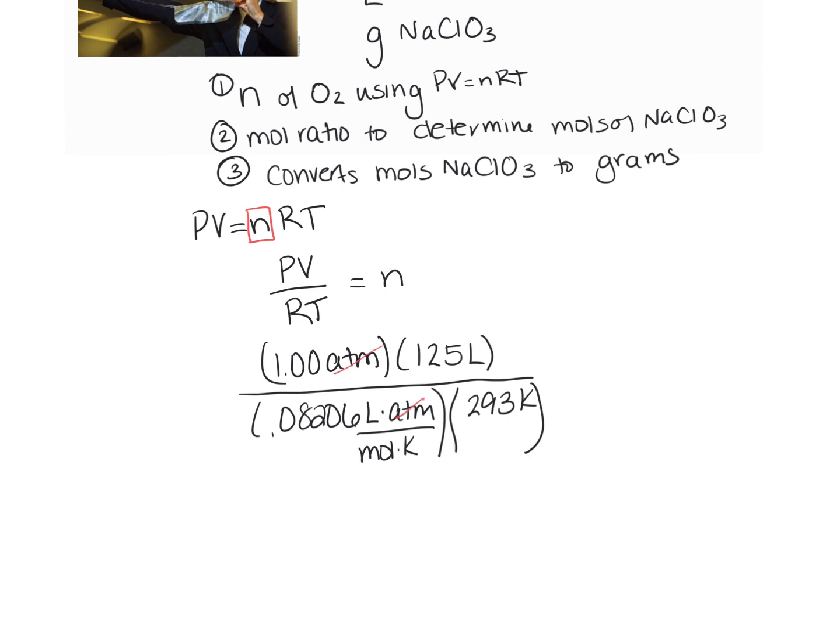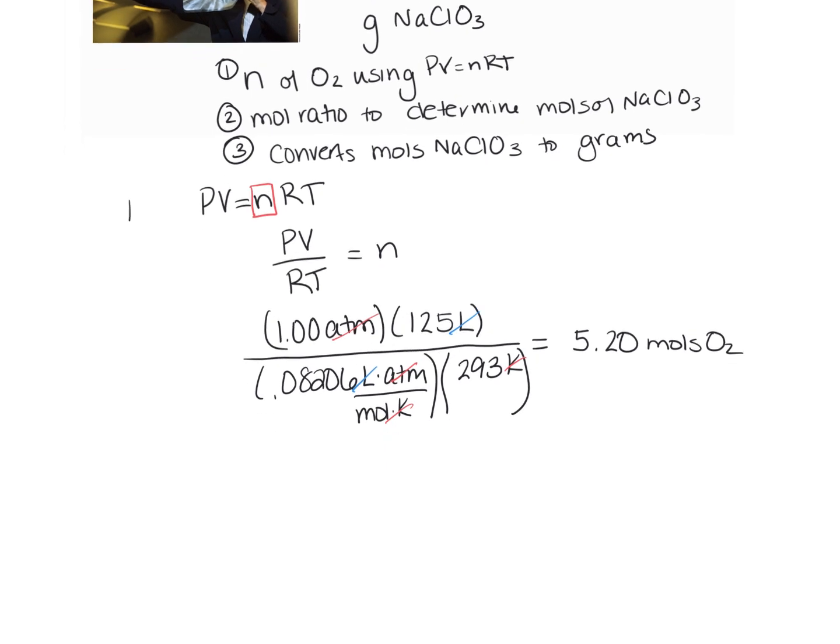We double check that things cancel. ATMs cancel there. One's in the numerator and one's in the denominator. Same deal with liters. And then our Kelvin cancel. Now this mole is the denominator of a denominator, so it's going to flip up to the numerator. When you do this math, you should get 5.20 moles of O2. Okay? And so this is step 1.